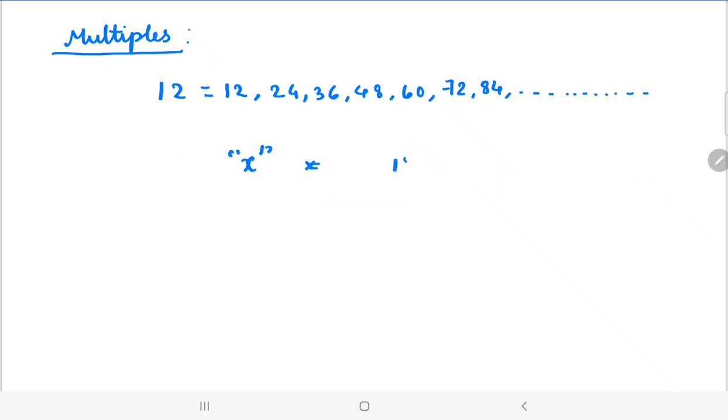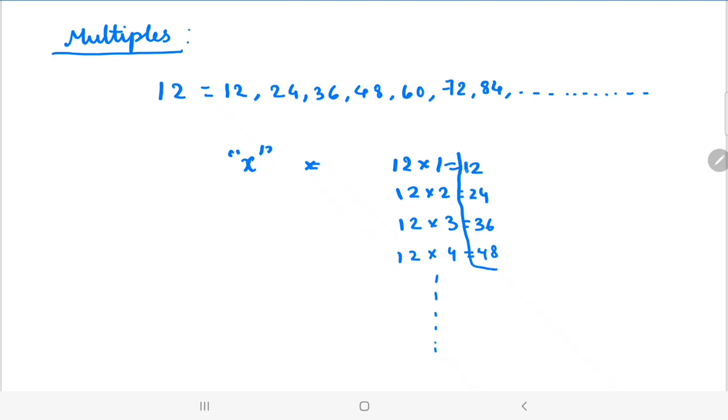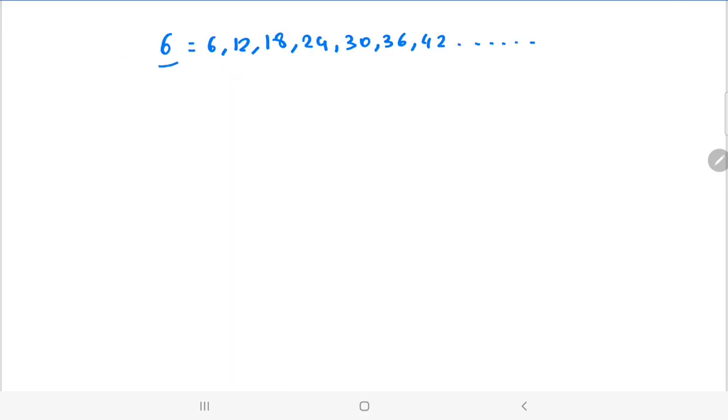So if you write the tables like 12 into 1 is equal to 12, 12 into 2 is equal to 24, 12 into 3 is equal to 36, 12 into 4 is equal to 48, and so on, it will go on. The answers that you get are the multiples of 12. So 12, 24, 36, 48, all these are multiples of 12. So let us see the multiples of 6.